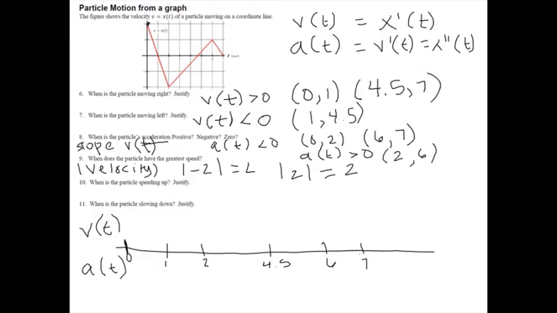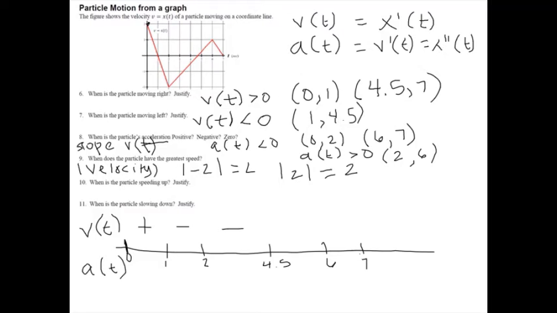So what I'm going to do is go through and record all the signs, positive or negative. I'm going to say, okay, from 0 to 1, the velocity is positive. From 1 to 4.5, my apologies for that, it's negative.